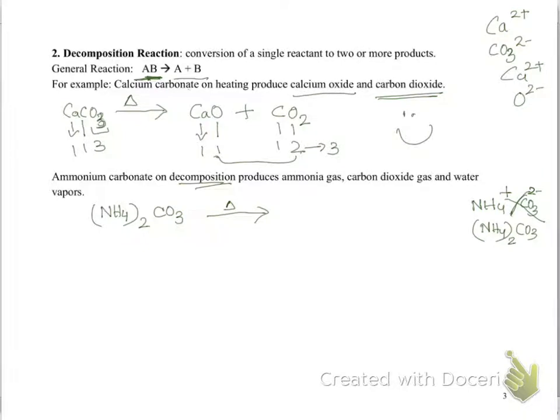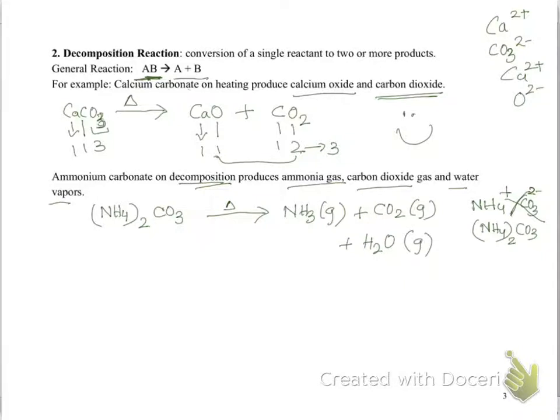Now this produces ammonia gas. Ammonia gas formula is this. I'm not expecting you to know this one. If in the exam you need it, I'll give it to you. But yes, you do need to know carbon dioxide. We studied it. Gas. And water vapors. You should know the formula for water. It is H2O and vapor means gas.